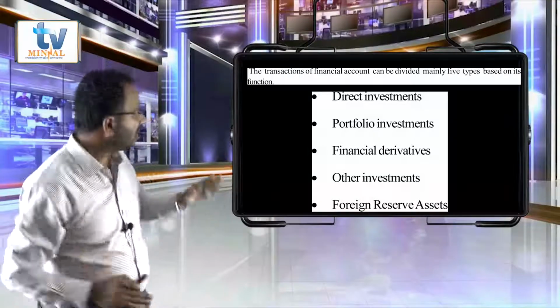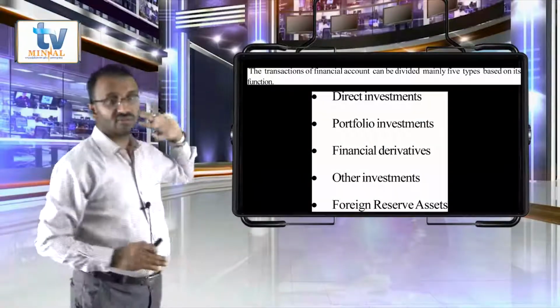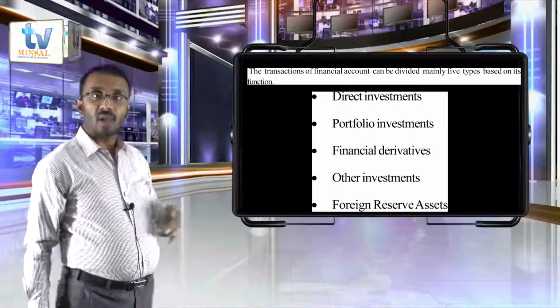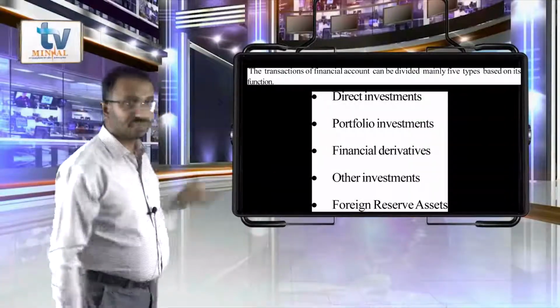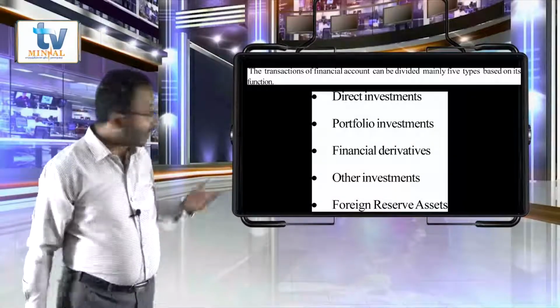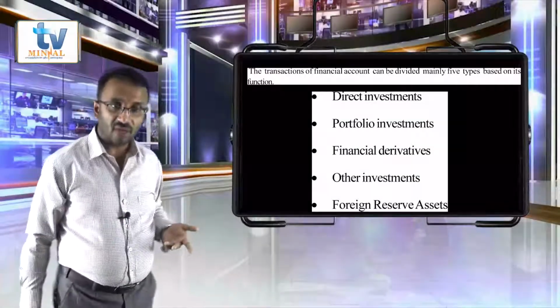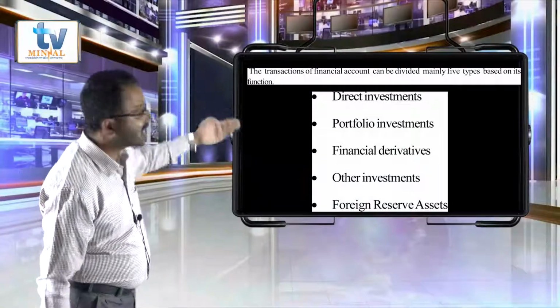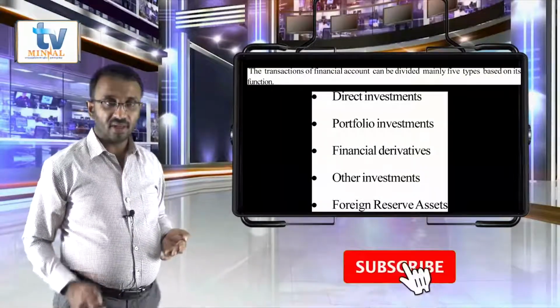based on the functions. First of all, we can see here direct investment, portfolio investment, financial derivatives, other investments, and foreign reserve assets. These can be listed here. Right?